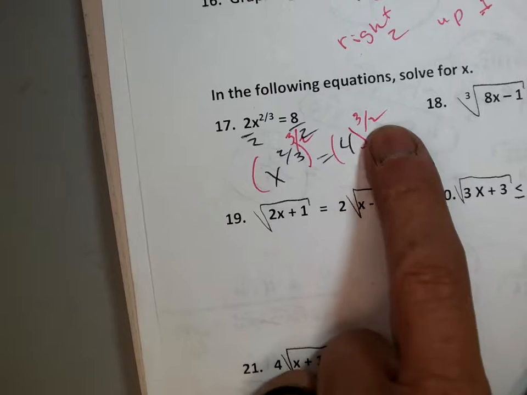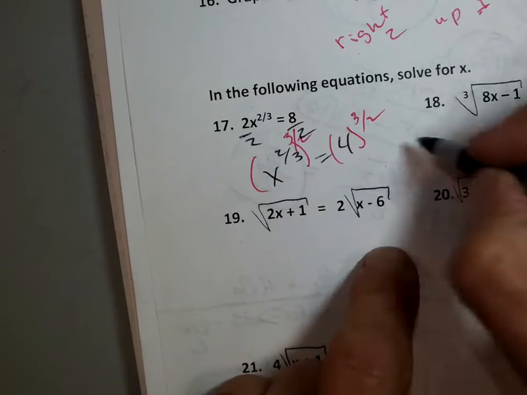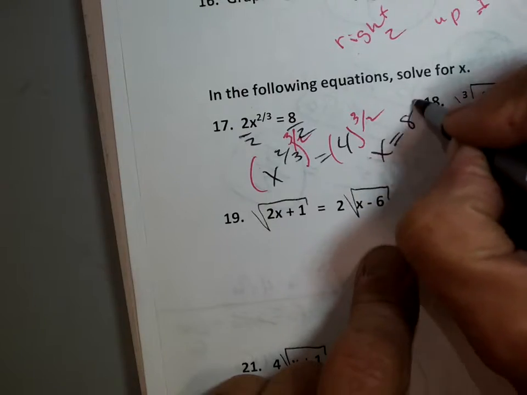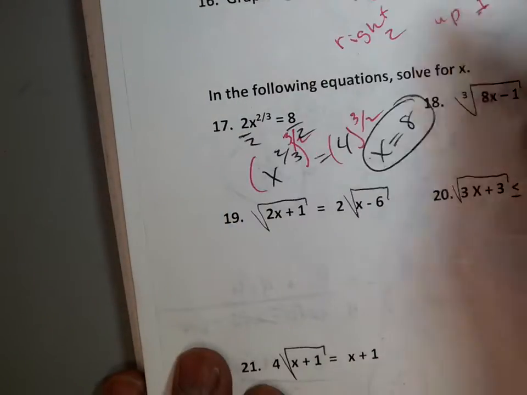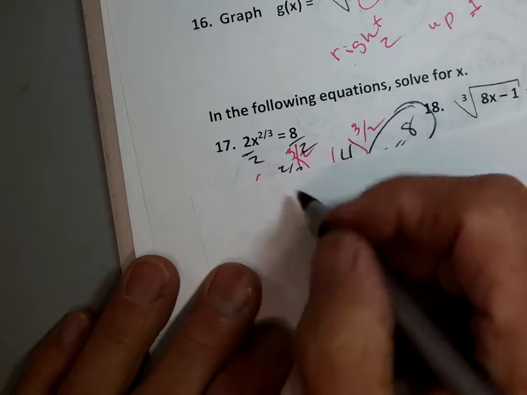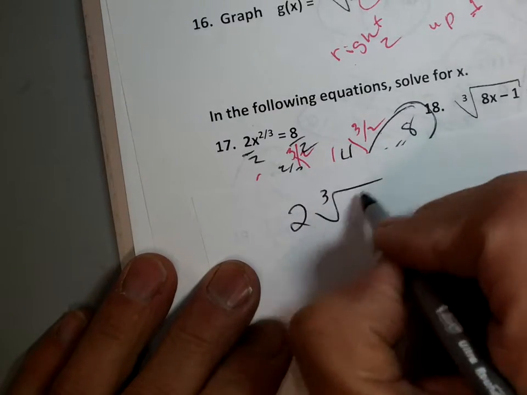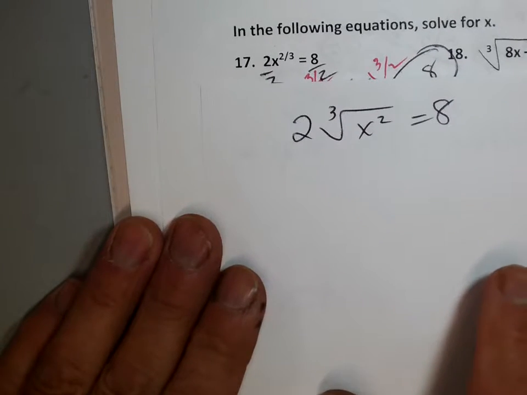get the square root of 4 is 2. 2 to the 3rd power is 8. X equals 8, okay? Or you can see this originally as, let me go ahead and put this on a separate sheet of paper. I want to show you a couple of ways here. Whatever makes most sense to you, okay? 2 times the cube root of x squared equals 8, okay? Same problem. You guys see it's the same problem?